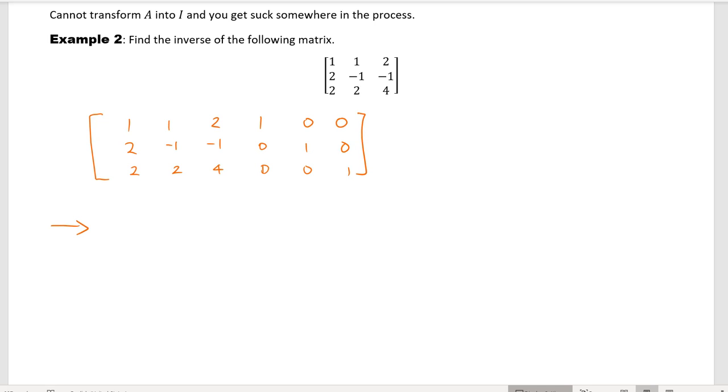Okay, now first thing, make this guy 1. Oh, it's already 1. Awesome. And then we can use it to kill the entries below it. So minus 2 R1 added to R2 and minus 2 R1 added to R3.